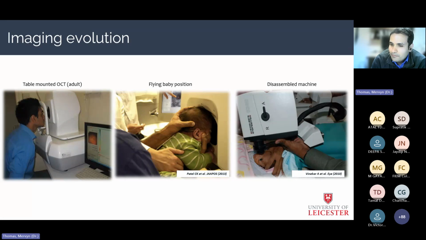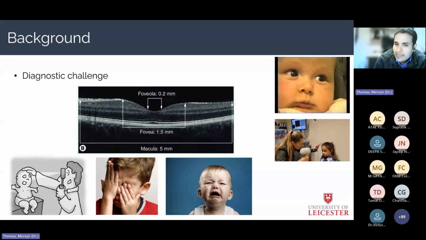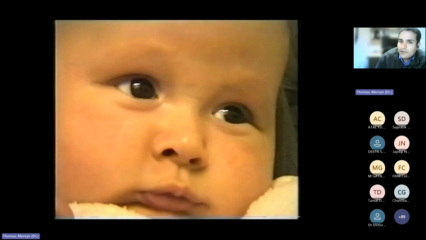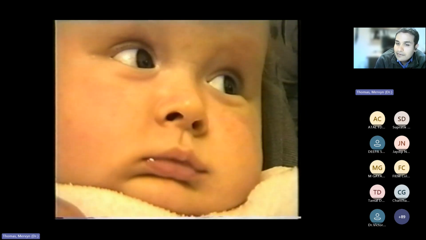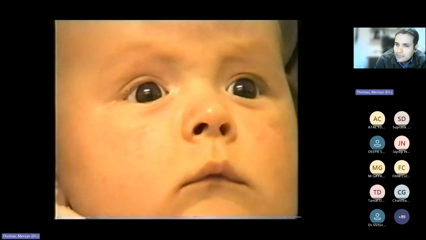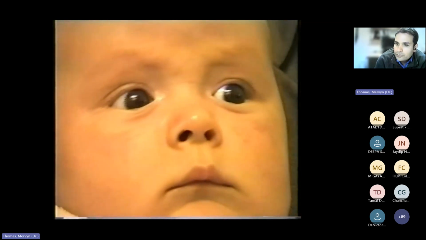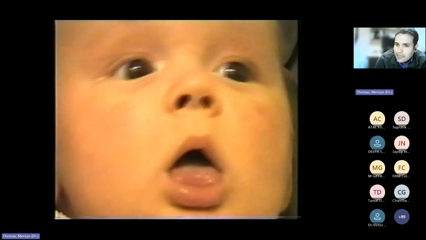So this is actually Anand Vinekar from India. He disassembled one of the OCT machines and he's trying to image this baby using the same type of device. And the diagnostic challenge really is, again, trying to image that foveal region, which I said is a Latin term for a pit, and children aren't the most cooperative. And they may also have conditions like this where their eyes move about involuntarily. And this is called nystagmus, or infantile nystagmus because it often appears soon after birth, and it's often due to genetic conditions that affect the eye.